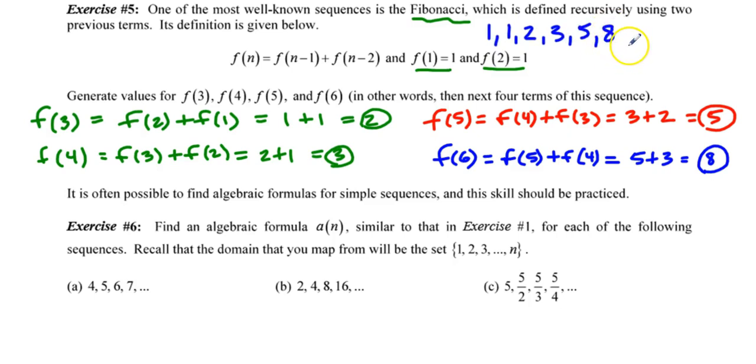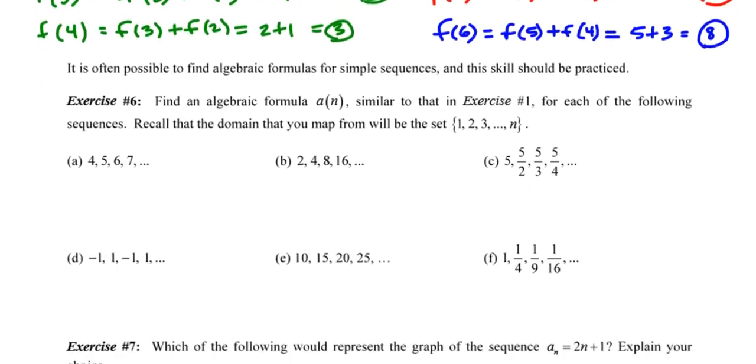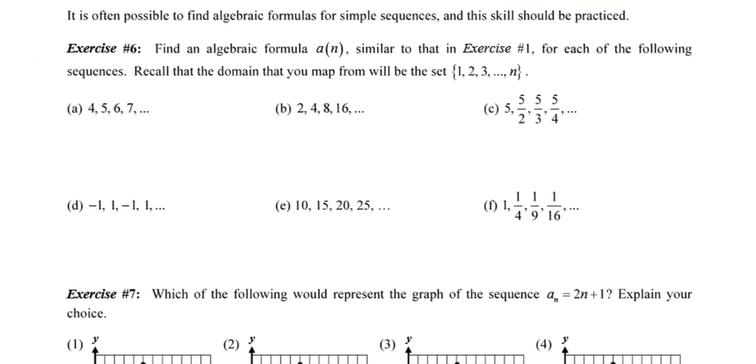Can you guess the next term? 13, right? Because it's adding. Can you add the next term? 21, right? Because it's adding the previous 2, and so on. Cool. All right, guys, so this following part, let's see if you can work this out.